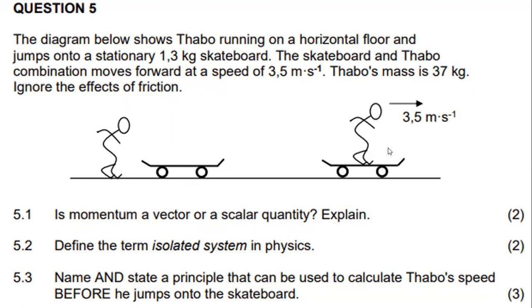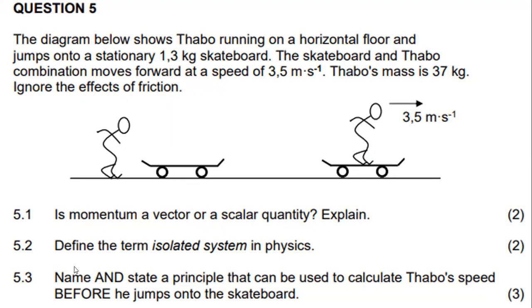After the collision, they move together as a unit. Now, if they move together as a unit, what does that tell me? It tells me that they have the same final velocity after the collision. They are moving together as a unit, and both of them together, their mass is 37 kilograms.